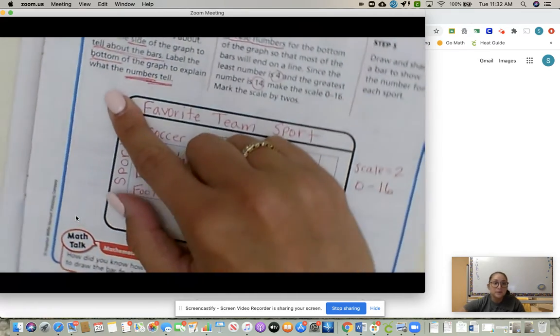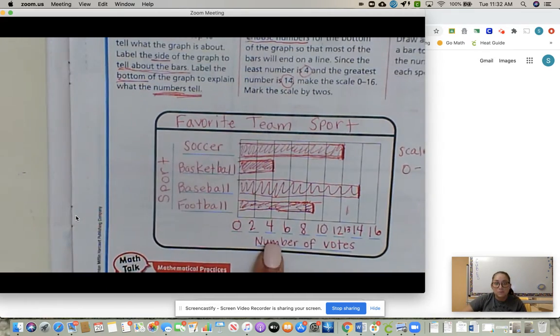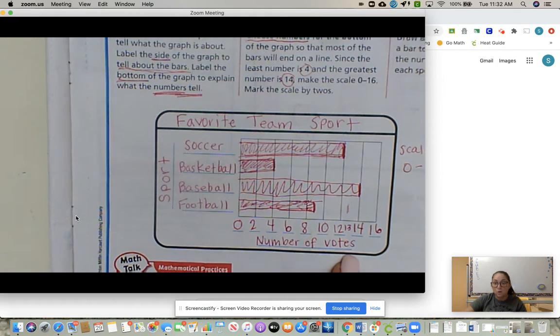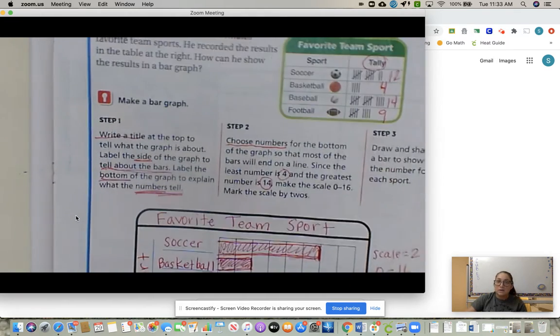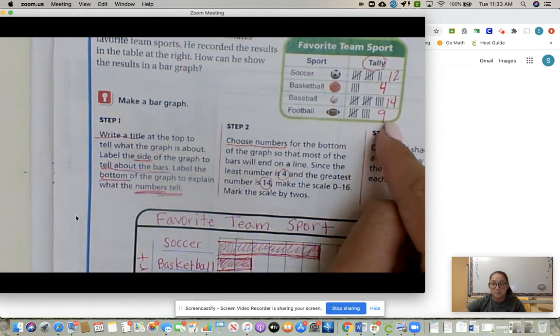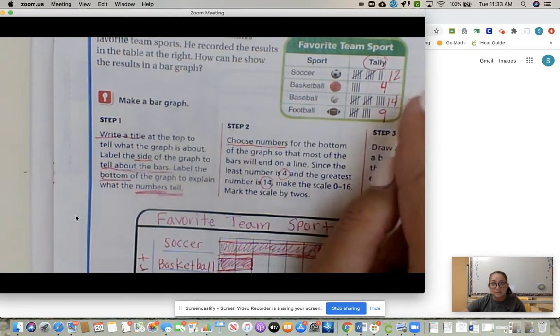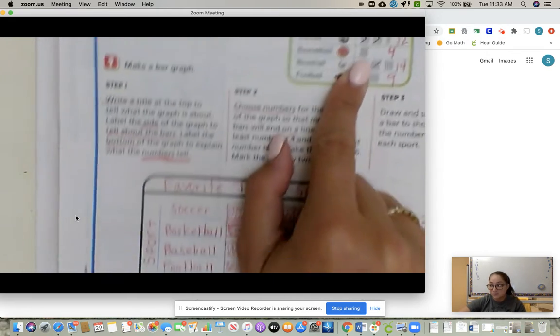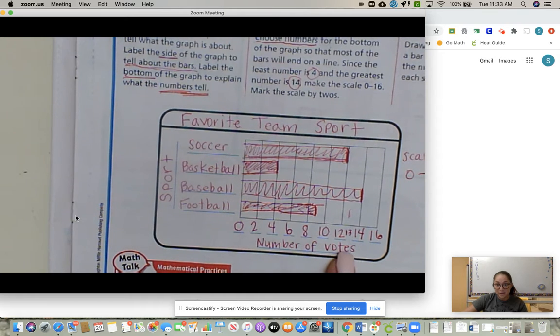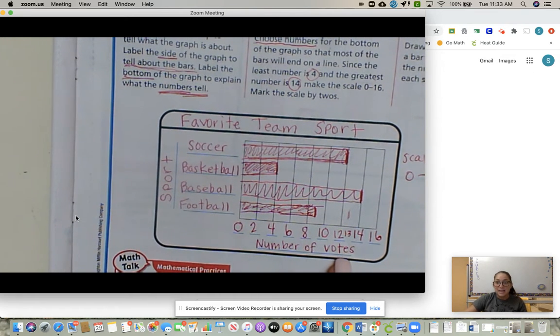Then you are going to write number of what? This is specifically, he surveyed people, so we asked them to vote. So with this graph, it is votes. This will change. Your category and what the numbers are will change, but you'll always have number of and then whatever it is.